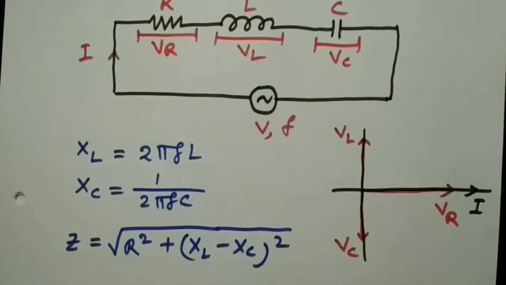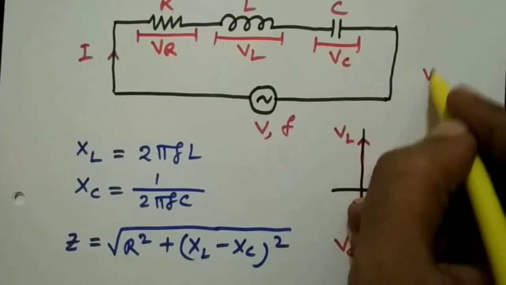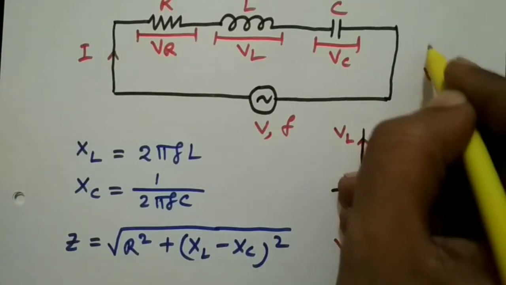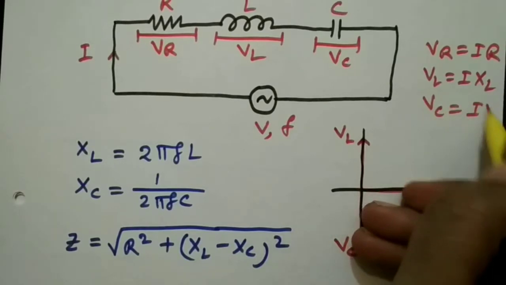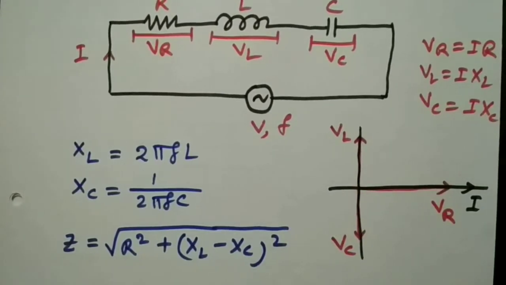During RLC series circuit analysis, we have seen that three conditions may arise. Here VL is I into XL, VR is I into R, and VC is I into XC, which we have already discussed. Either XL is greater than XC, so VL will be greater than VC, or XL is less than XC, so VL will be less than VC. And the third condition was when XL is equal to XC, then VL will be equal to VC.